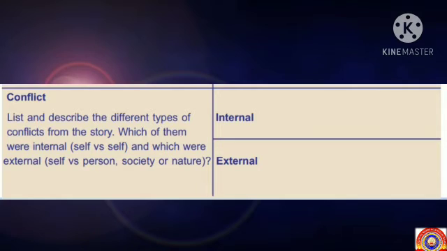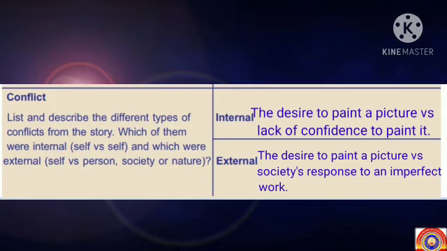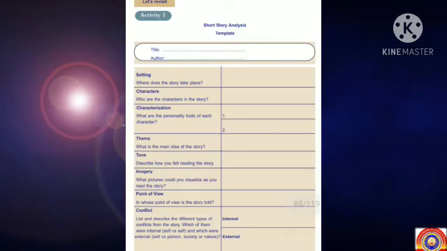Now tell me the internal conflicts. The desire to paint a picture versus lack of confidence to paint it. Now tell me the external conflicts. The desire to paint a picture versus society's response to an imperfect work. Students, hope you all understood this activity. Now, shall we move on to the next activity?